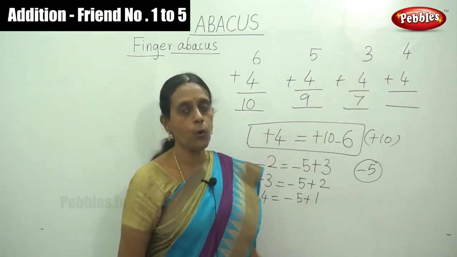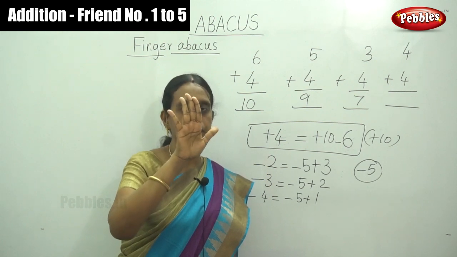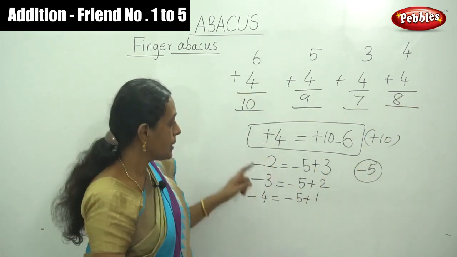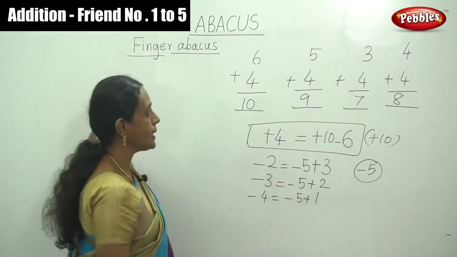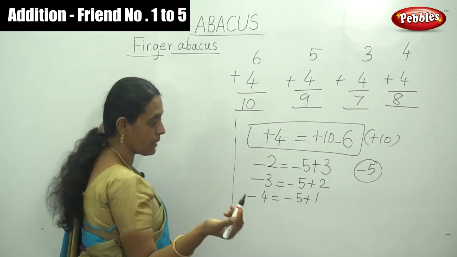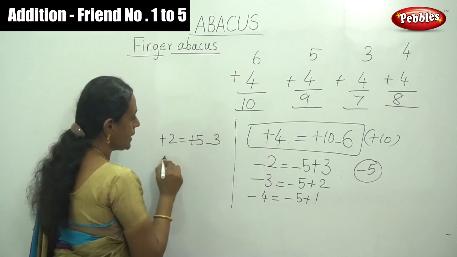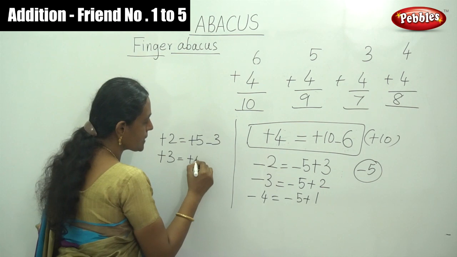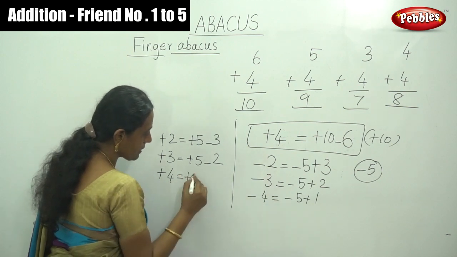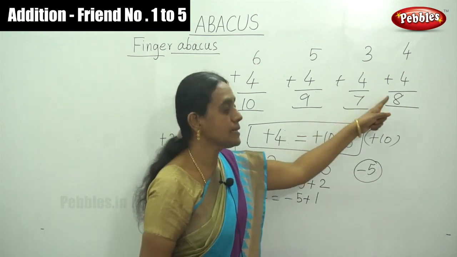And next one, that is 4 plus 4. Plus 4 means plus 5 minus 1. So answer is 8. Similarly, for the minus 5 formula, let me do both these sums. How to do this? Plus 2 equals plus 5 minus 3, and plus 3 equals plus 5 minus friend number of 2, and plus 4 means plus 5 minus friend number of 4. By using this technique, we did both these sums.